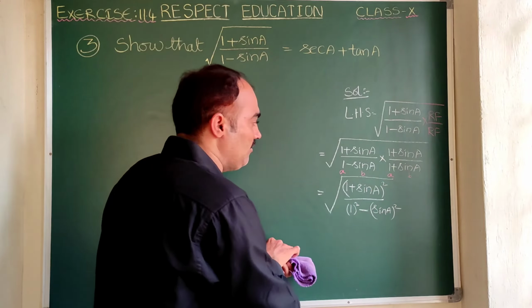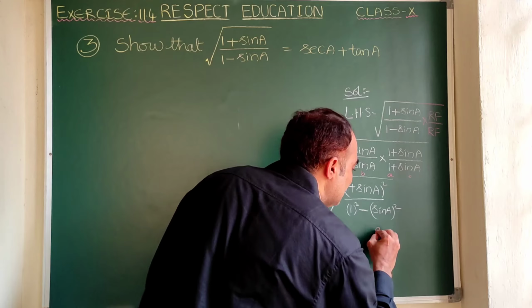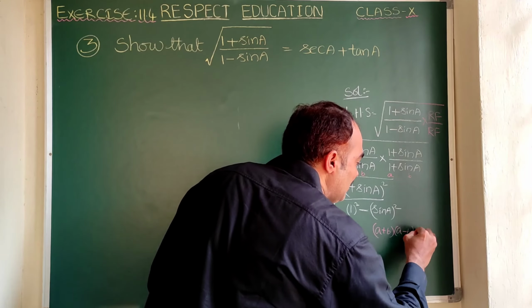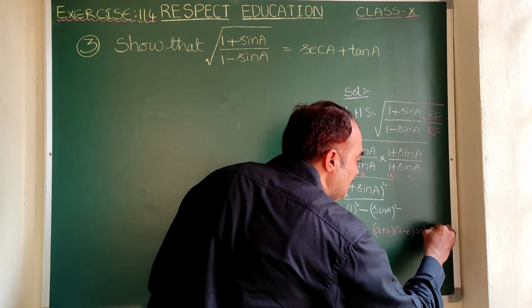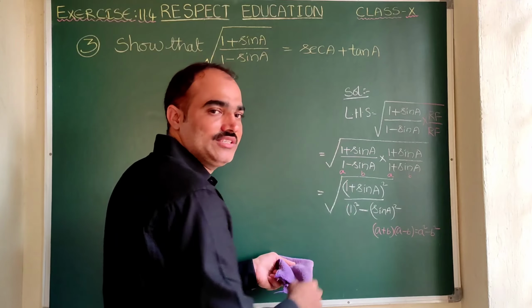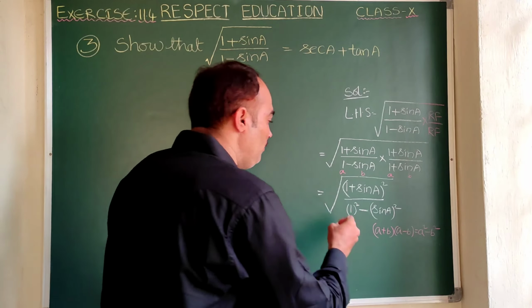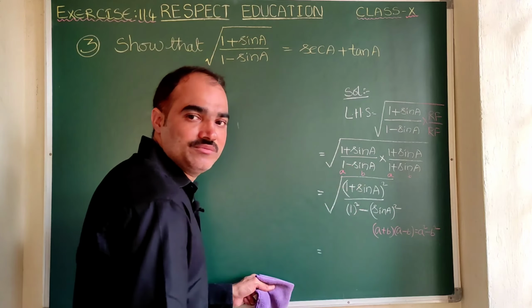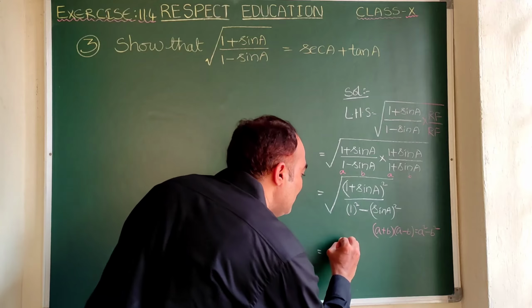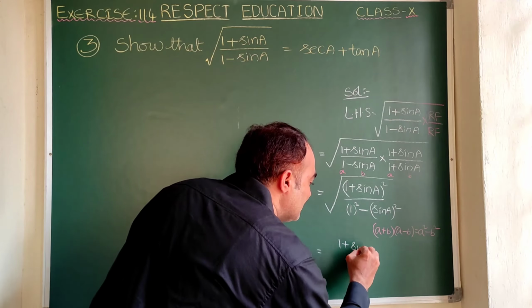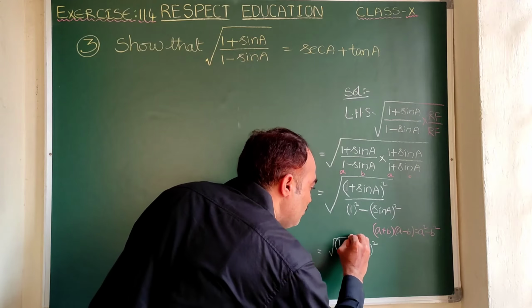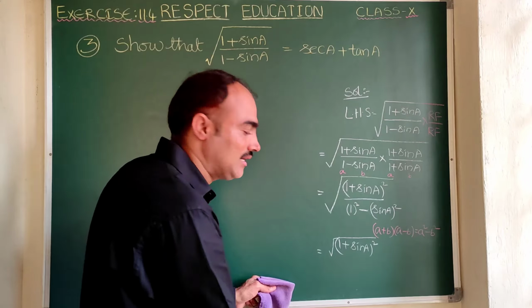Now here what formula have we applied? Let us write here: A plus B into A minus B is equal to A square minus B square. Based on this formula we have changed it. Now let us split the square root for both. So here what will happen? 1 plus sin A whole square root, for that 1 square root. Is it clear? Yes, sir.